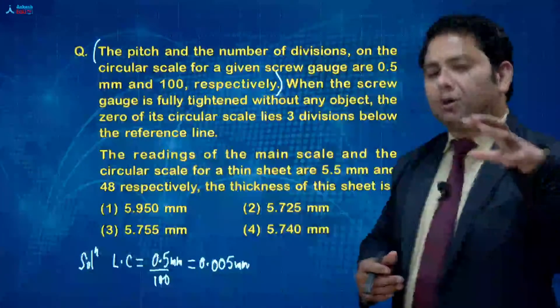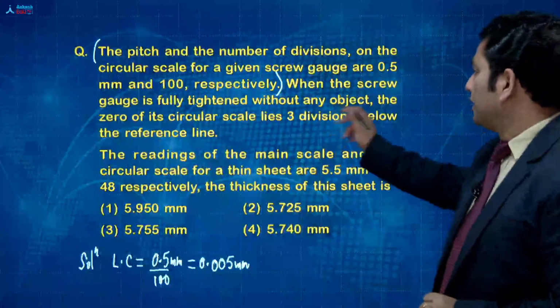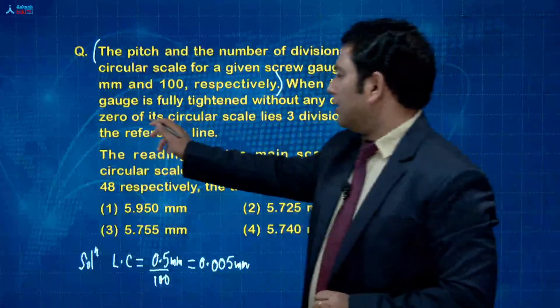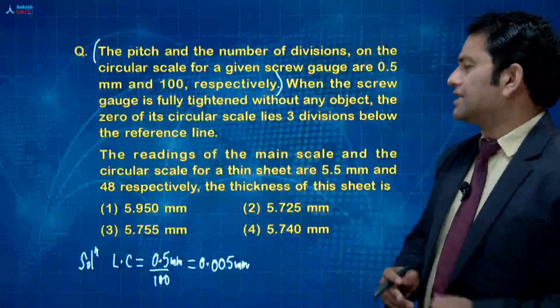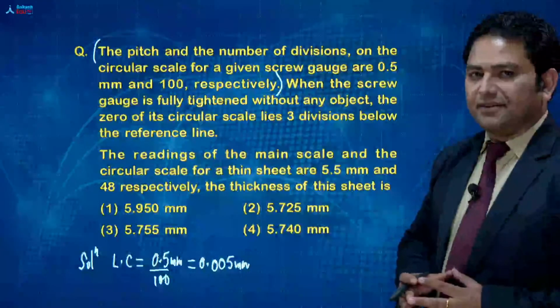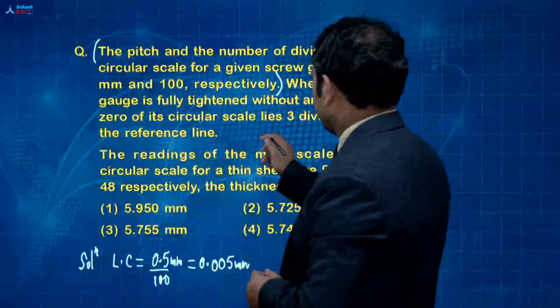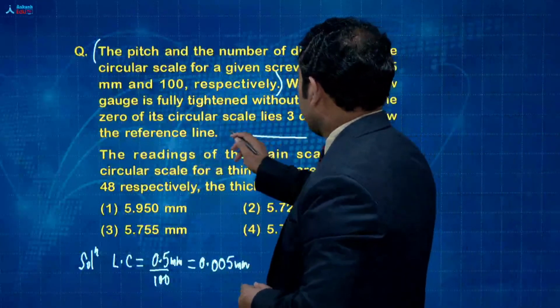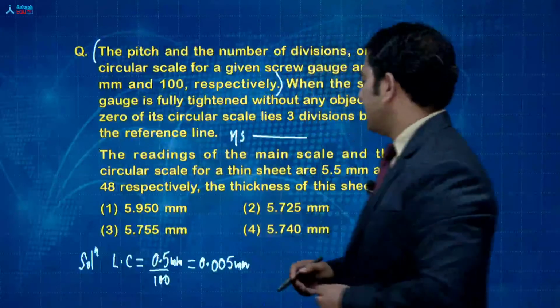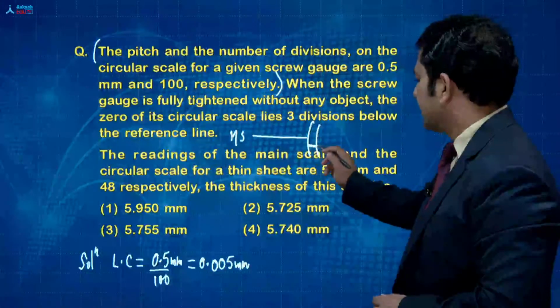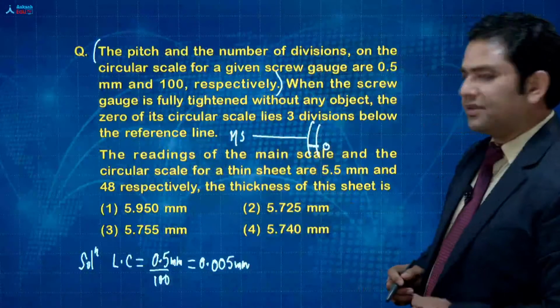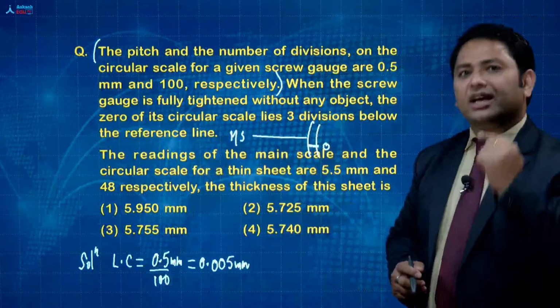के ऊपर कुछ भी load नहीं है. Without any object, the zero of its circular scale lies 3 division below the reference line. यानी कुछ ऐसा है, आप देखिए ये है मेन स्केल या लीनियर स्केल और सर्कुलर स्केल यहां है, सर्कुलर स्केल के 0 यहां है, 3 डिवीजन नीचे है.